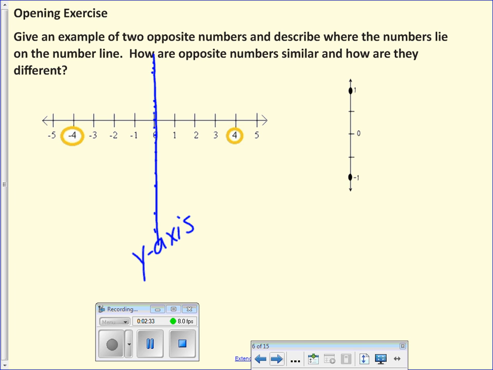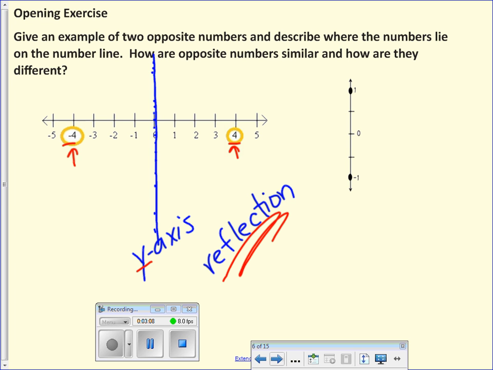So when we see opposites, that's actually called a reflection, like your reflection in the mirror, and that's our word of the day today. If I looked at positive 4 and reflected it over the y-axis, I would have negative 4. If I took negative 4 and reflected it over the y-axis, I would have positive 4. So that's all that is.